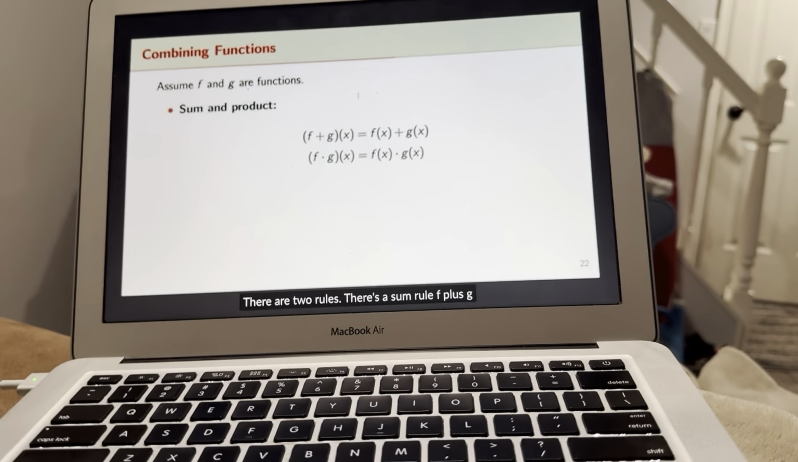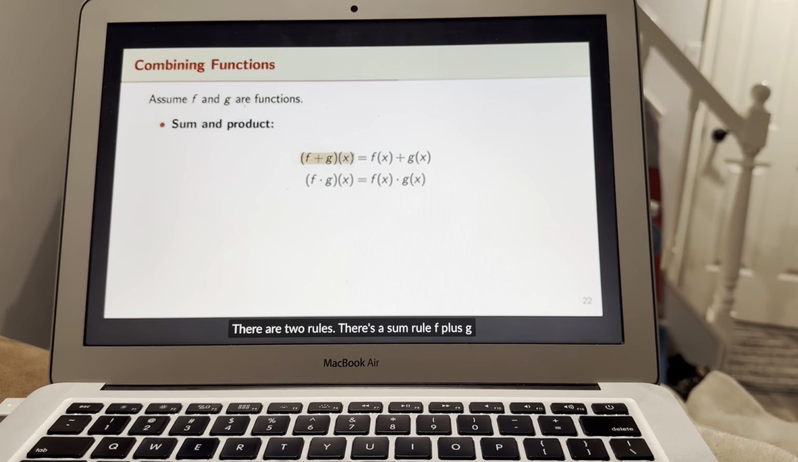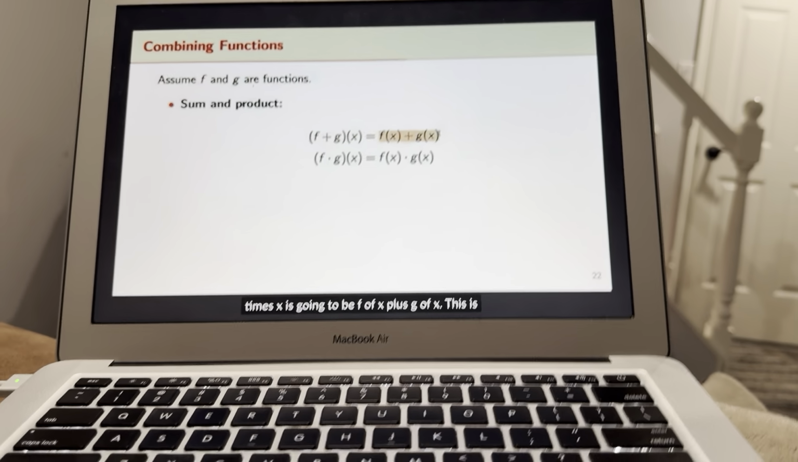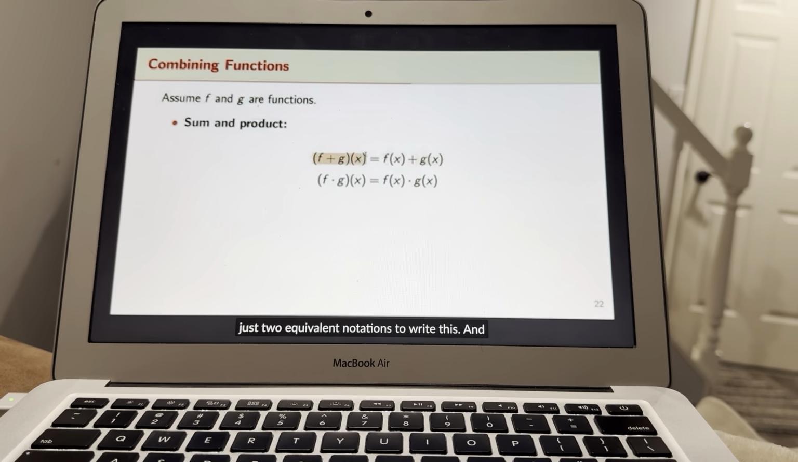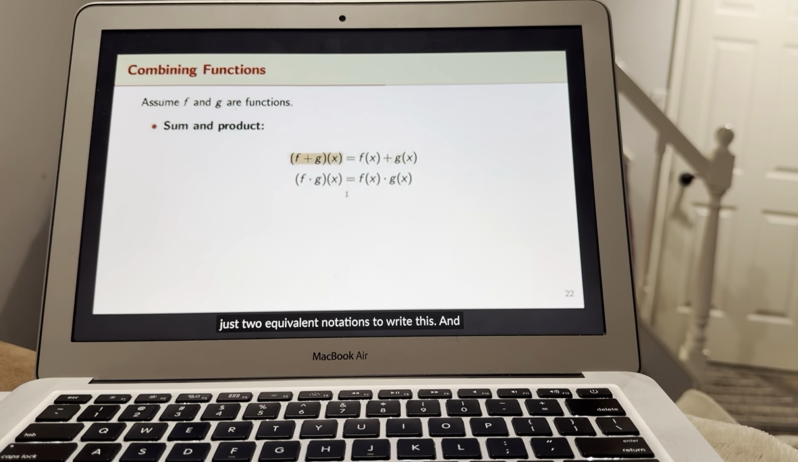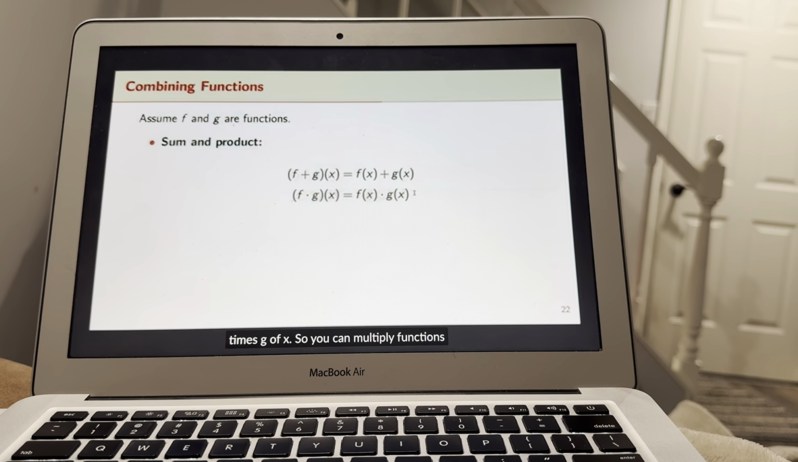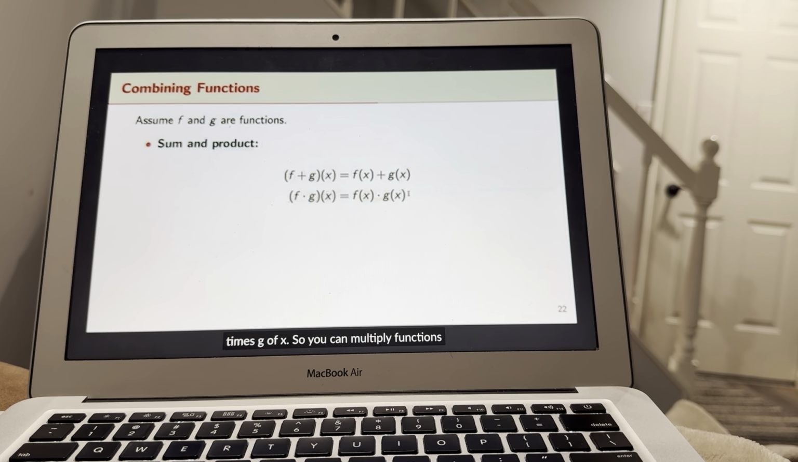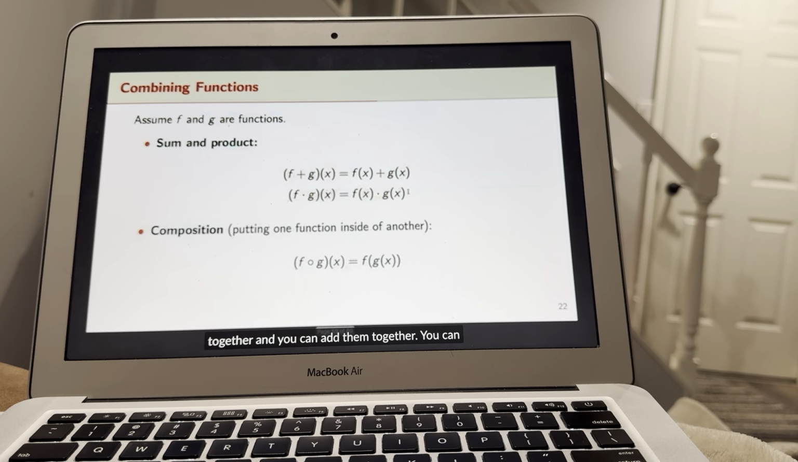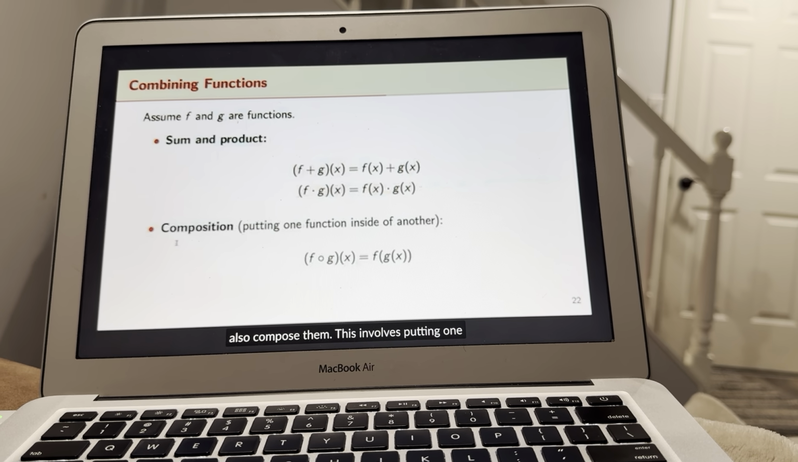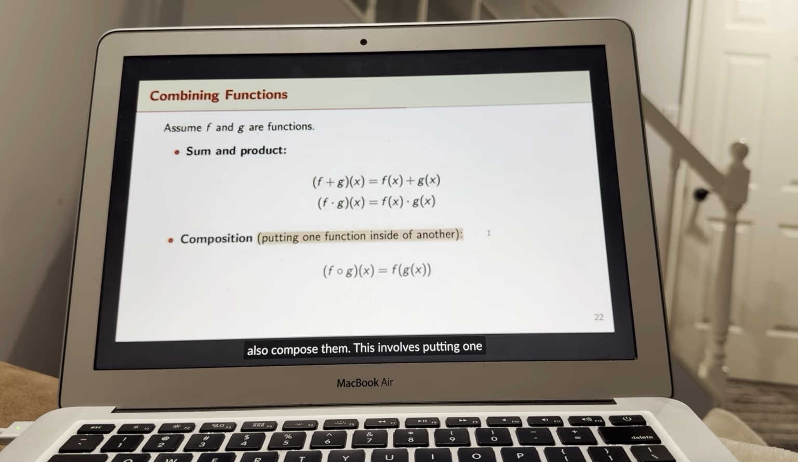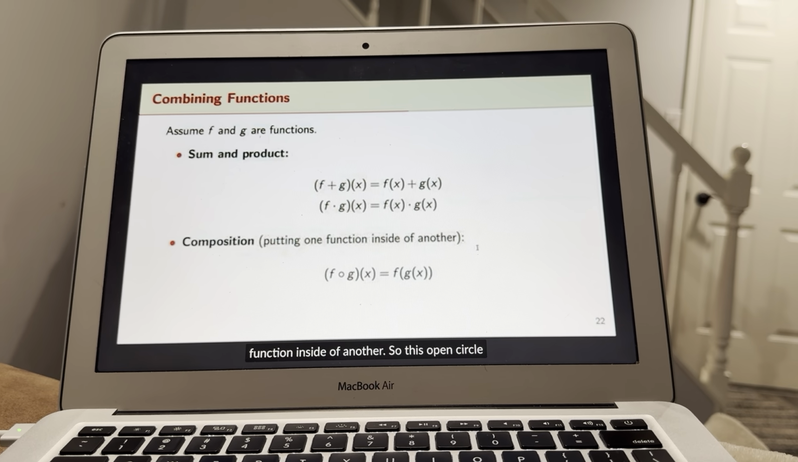There are two rules. There's a sum rule. (f plus g)(x) is going to be f of x plus g of x. These are just two equivalent notations to write this. And there's a product rule, (f dot g)(x) equals f of x times g of x. So you can multiply functions together and you can add them together. You can also compose them. This involves putting one function inside of another.